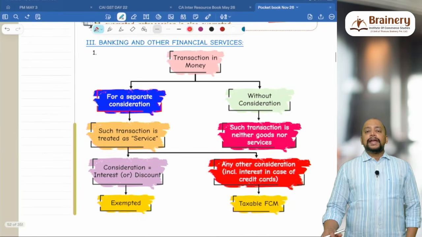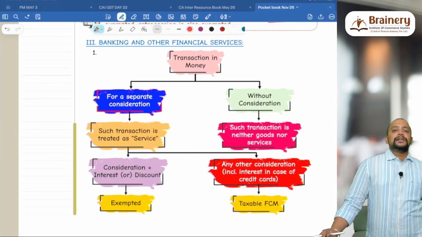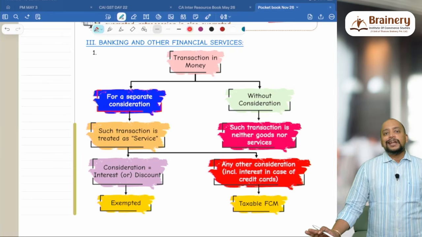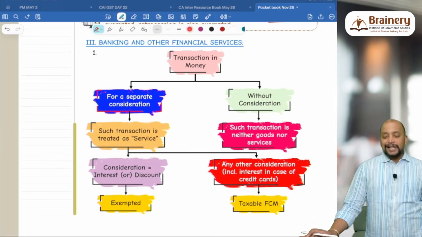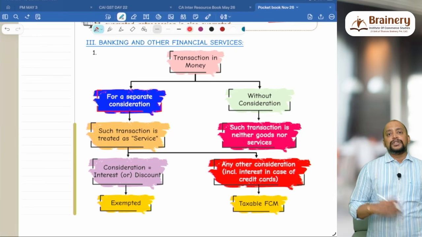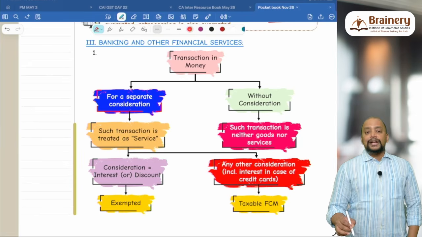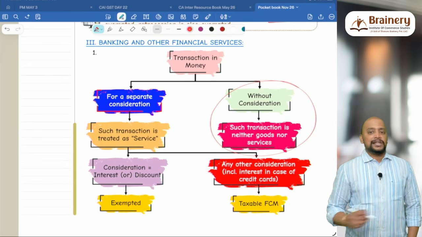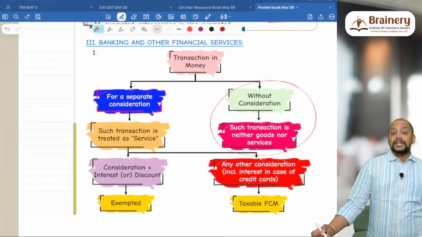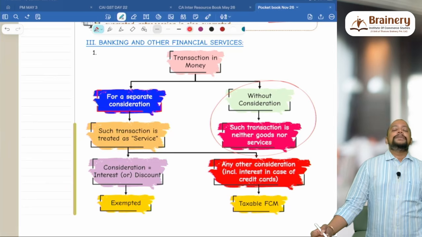Then third, banking and other financial services. In that the first point, transaction in money. Transaction in money is divided into two: transaction in money for a separate consideration, and without separate consideration. If transaction in money is without consideration, so it is neither treated as goods nor treated as services. But what if the transaction in money is for a separate consideration? It will be treated as service.